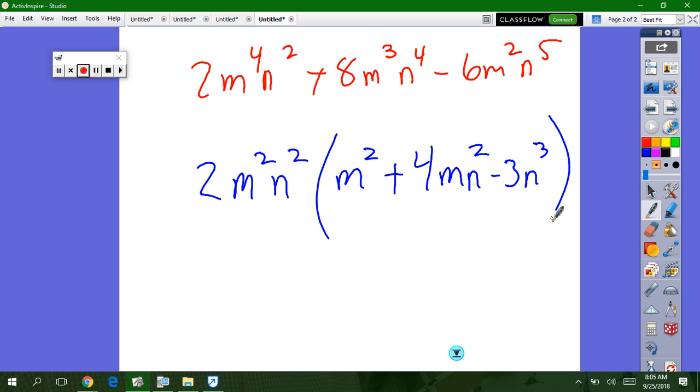I do want to do one more. What do those guys have in common? What'd you say? 2x. So after I pull out a 2x from 4x squared, 4 divided by 2 is 2. X squared divided by x is x. Now this is where a lot of people struggle. They're like, I pulled out everything. What's left over? 1, right?